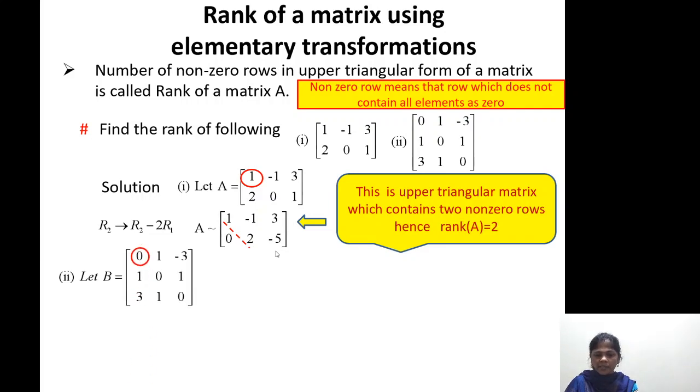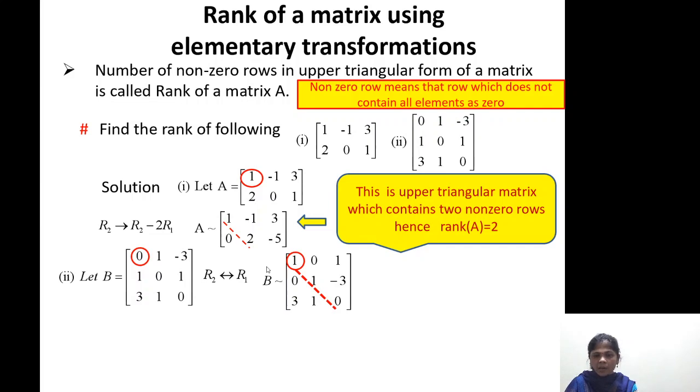Let us take the next example. Again we'll identify diagonal elements. Here I find that the first diagonal element is 0. So our aim is to make it non-zero. I can interchange it with the second row or the third row. So I'll interchange it with the second row. We get the resultant like this. Now we have the first diagonal element non-zero.